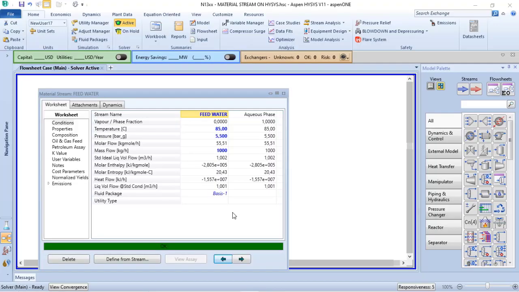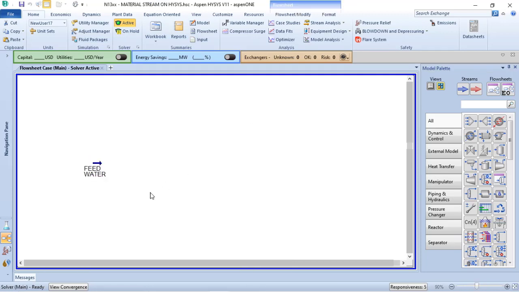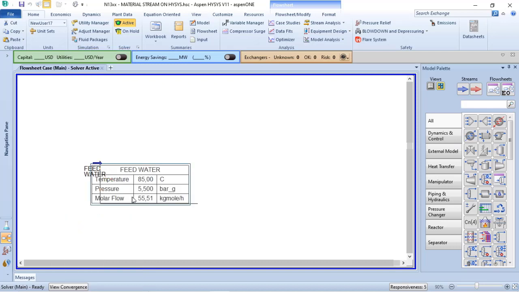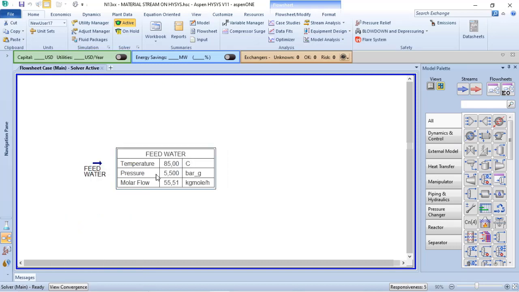A way to verify the changes in the three kinds of liquid volume flow on Aspen Hysys at the same time is adding a table to my process simulation. To do that, I just need to highlight my material stream, click with the right button of my mouse, and choose Show Table. With that, I have a table with some standard information like temperature, pressure, molar flow.